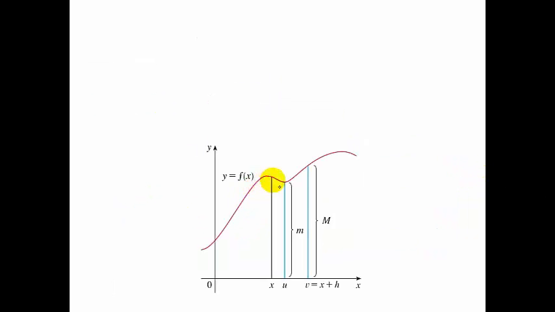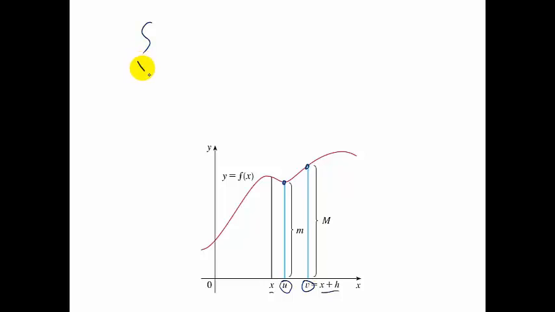Now let's look at the function f of x, and if we look between x and x plus h, since f is a continuous function, we know by the extreme value theorem that somewhere on the closed interval from x to x plus h, it takes on its maximum and minimum. So it has an absolute minimum. We're going to say that occurs at a place we'll call u, and it has an absolute maximum, and that's going to occur at v.